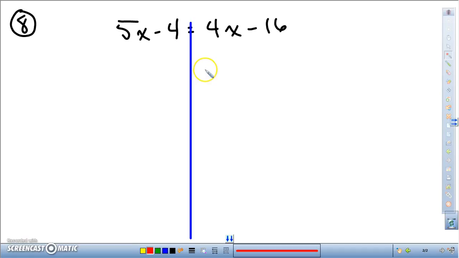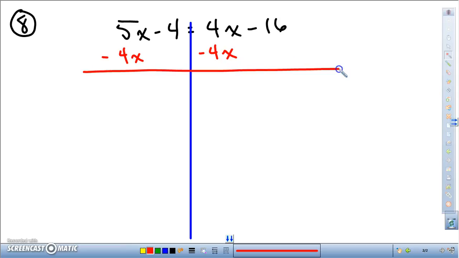Okay, I have the variable on both sides here, but I also have other terms on both sides as well, so I get to choose what I want to do first. I'm going to subtract 4x from both sides to get rid of my variable on the right. The -16 comes down on the right. On the left, I've got 5 minus 4, which is 1x, and then your -4 comes down.